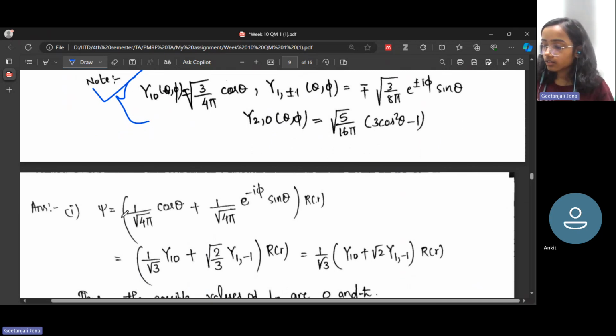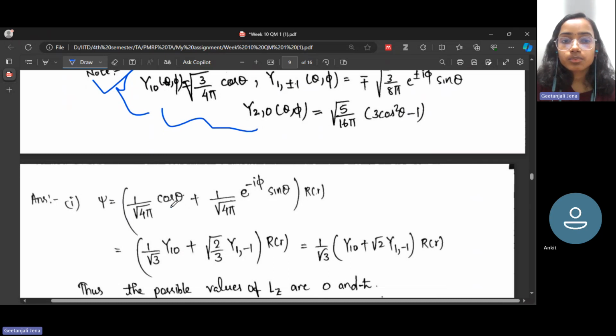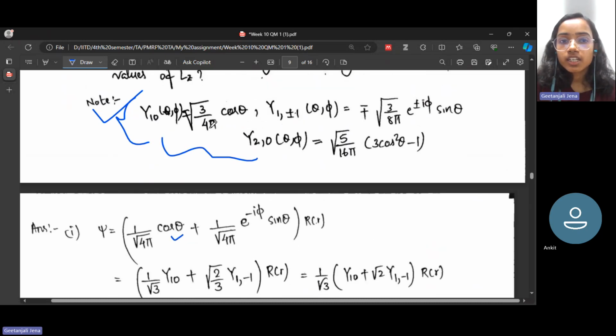So psi is given. Psi is 1 by root over 4 pi (cos theta plus 1 by root 5 e to the power minus i phi sin theta) R of r. Now if you compare this psi with the terms given here, the first term is cos theta, so you can express it in terms of Y10, and the second term is sin theta e to the power minus i phi. So you can express it in terms of Y1 minus 1.